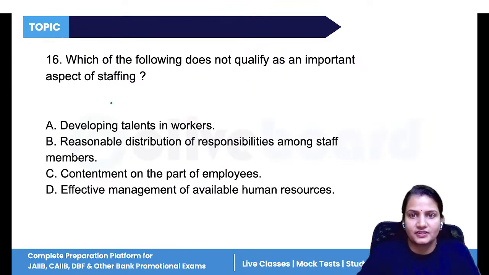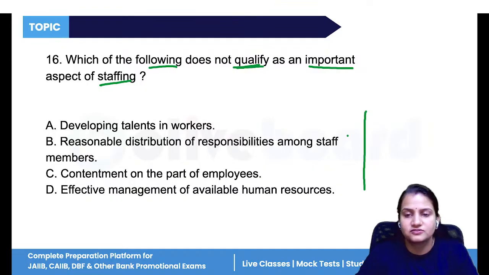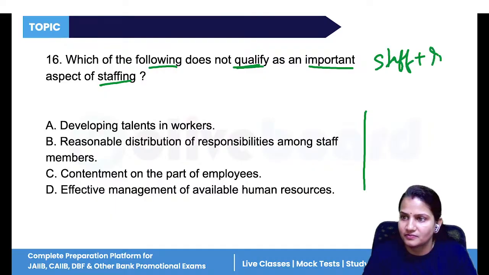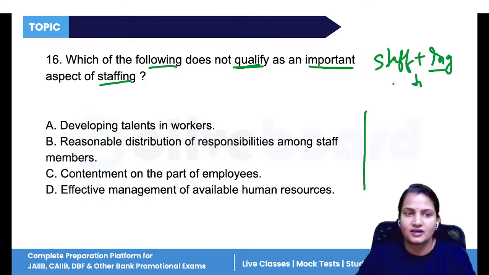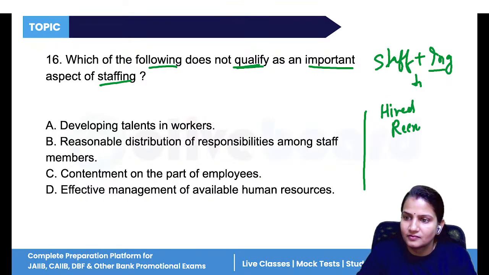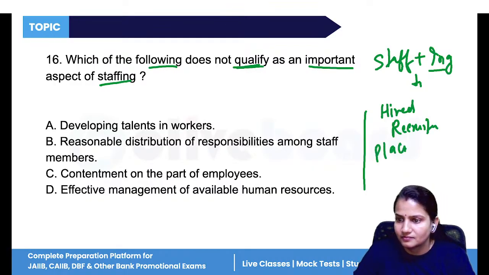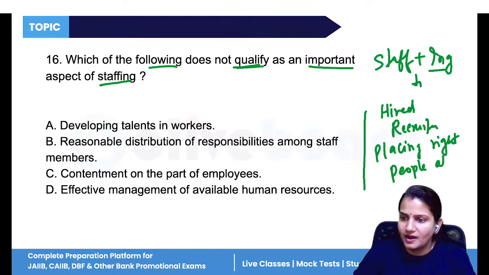Now, question number 16. Which of the following does not qualify as an important aspect of staffing? Which is not a part of staffing? Staffing means what? If ing is added to a word, it becomes a process. So staffing is a process where people are hired, recruited, and then put at their right place. Placing the right people at the right place. That is what staffing is.